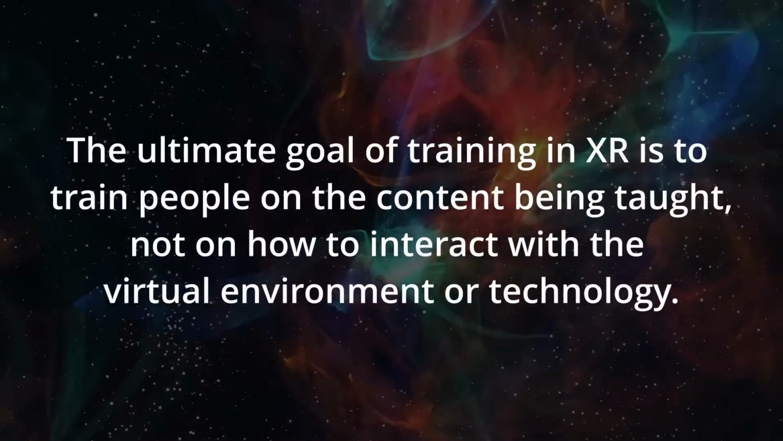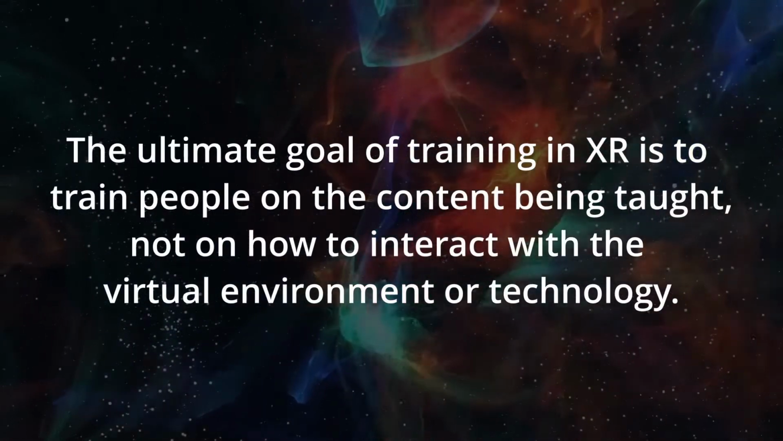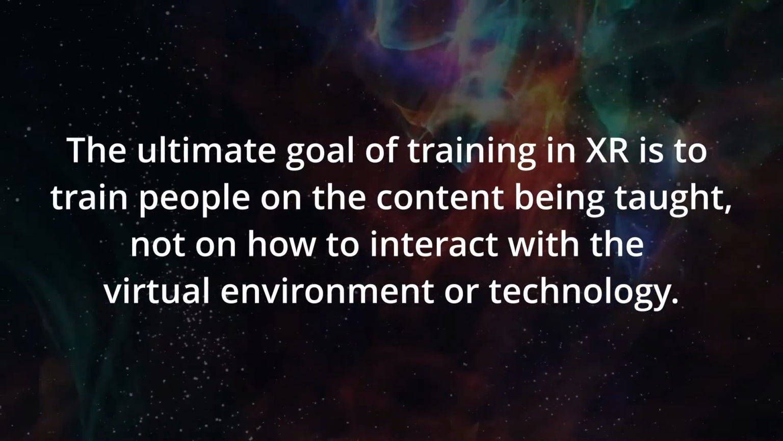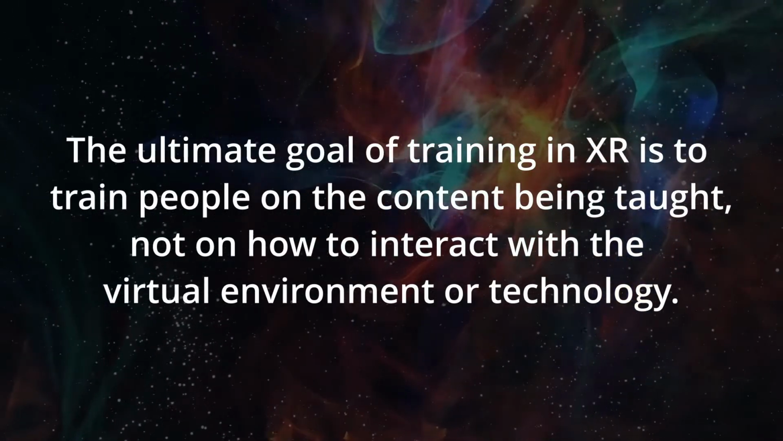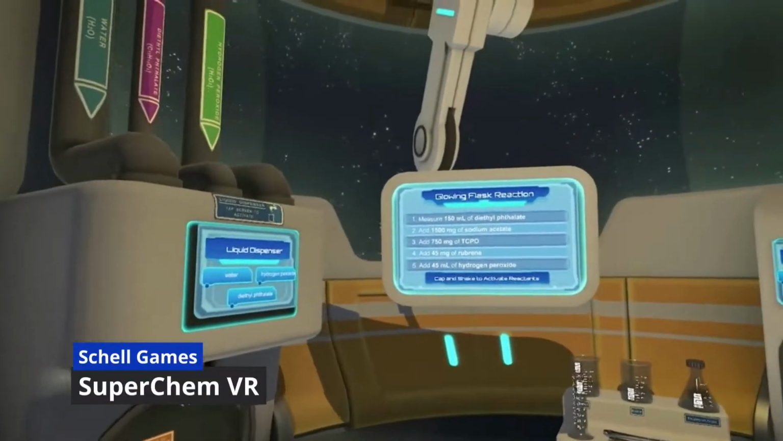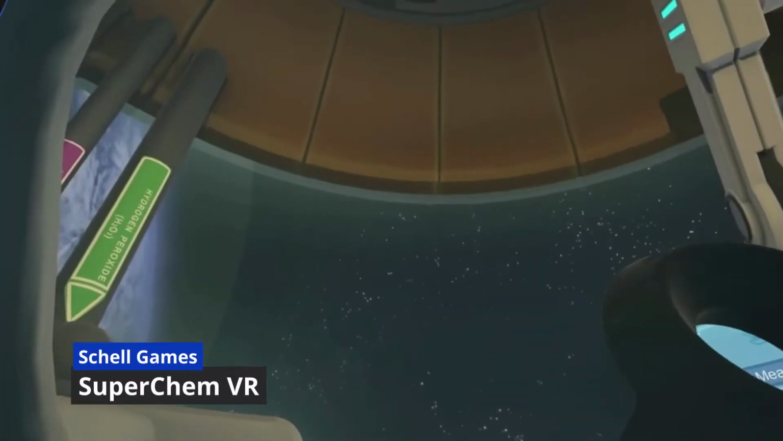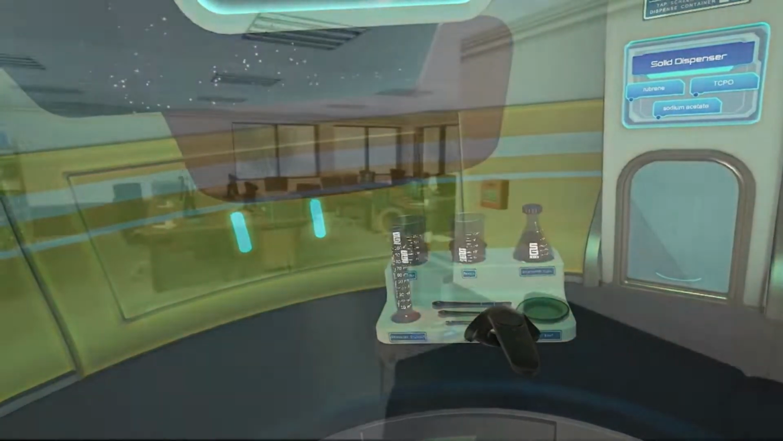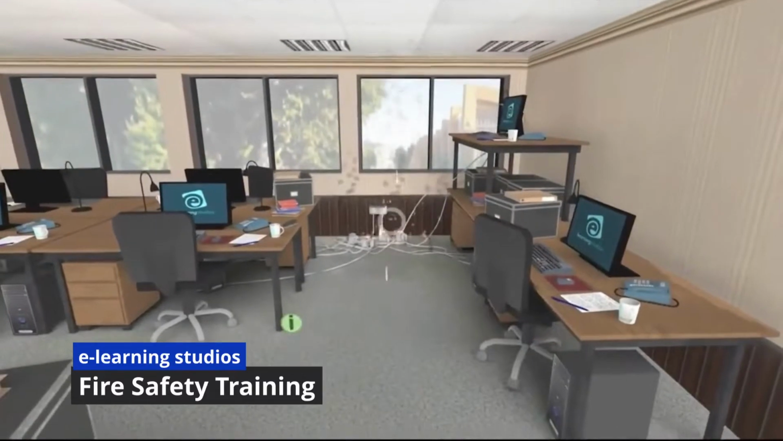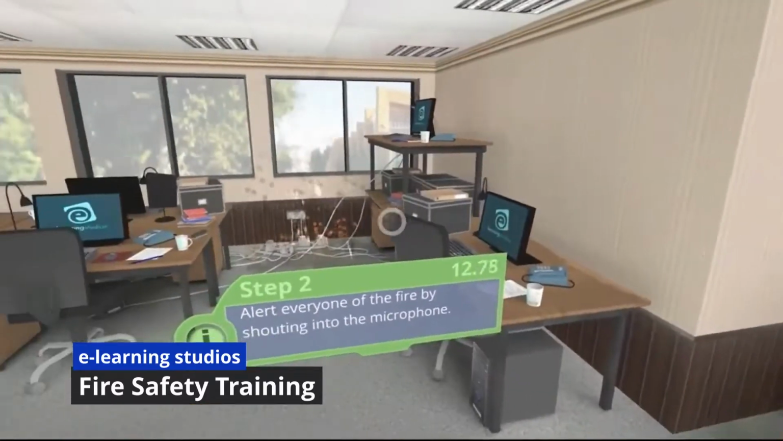As I've mentioned in my best practices article, the ultimate goal of training in XR is to train people on the content being taught, not on how to interact with the virtual environment or technology. That means we need to ensure that the interactions, interfaces, and flow of instruction are designed in such a way that they don't interfere with or distract from learning the content being taught. So how do we do that?